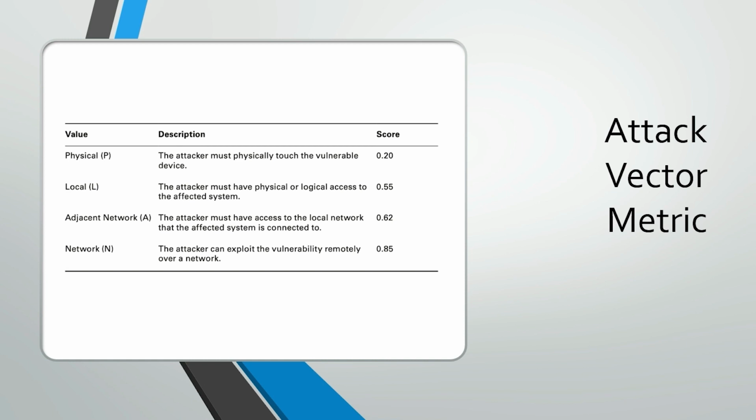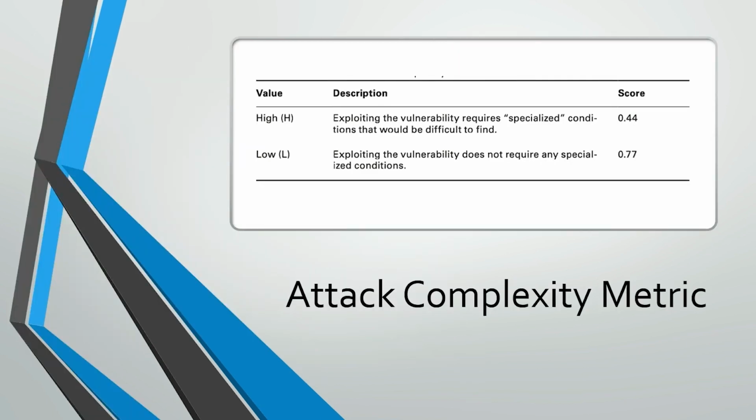Okay. Next one is going to be the complexity of the attack. High complexity: exploiting the vulnerability requires specialized conditions that would be difficult to find. Low complexity: exploiting the vulnerability does not require any specialized conditions. Why would a low complexity have a higher number than the high complexity? I would get this. Yeah, so it's Mondays.